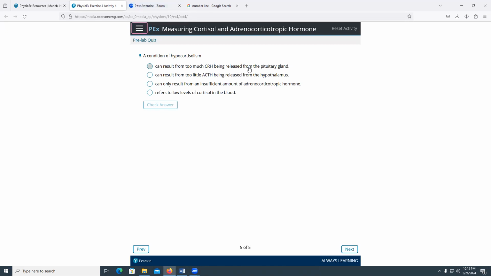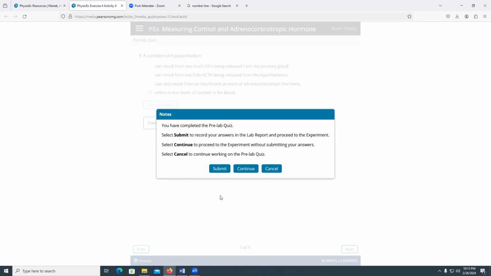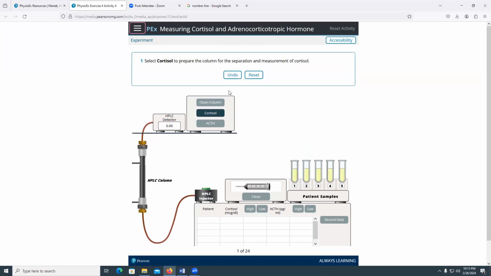A condition of hypocortisolism can result from too much CRH being released from the pituitary gland, and can result from too little ACTH being released from the hypothalamus. Does not release ACTH, it releases CRH. Can only result from an insufficient amount of adrenocorticotropic hormone. Refers to low levels of cortisol. Yeah, that's perfect. Submit.